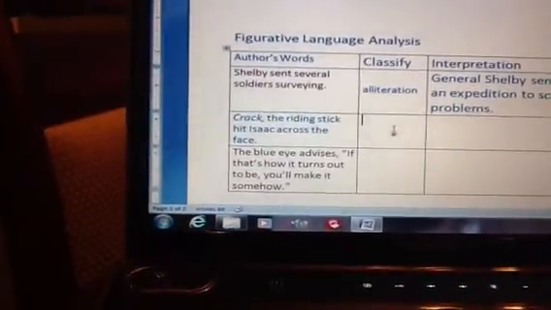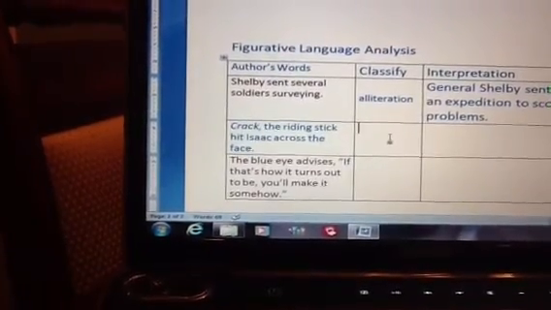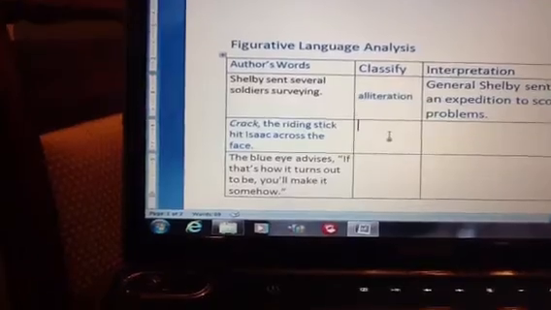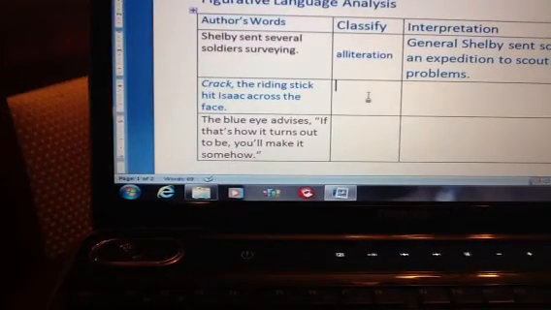Crack. The riding stick hit Isaac across the face. Wow. When I hear the word crack, that definitely sends an image into my brain. When I hear the word crack, the riding stick hit Isaac across the face, I can see the predicament the character Isaac is experiencing at this time. I can feel what is going on at this time, and I know that Isaac, being a former slave, is being beaten by what the author calls the gambling man.